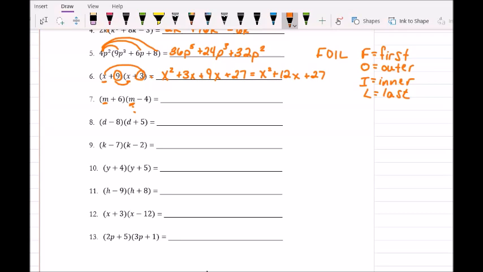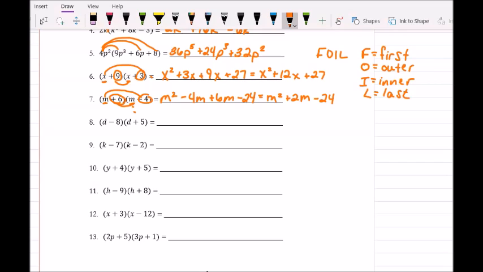Okay, so that would be m squared. Then the outer, m times negative 4, so negative 4m. Then the inner would be 6 times m, plus 6m. And last, watch your signs here. Positive 6 times negative 4 is negative 24. Then go back and combine these two terms. M squared, negative 4 plus 6 is positive 2m, minus 24.